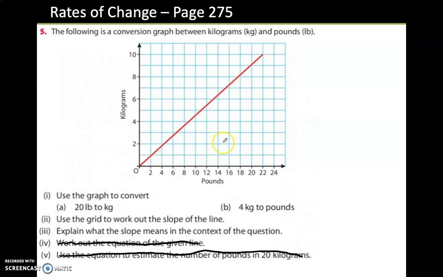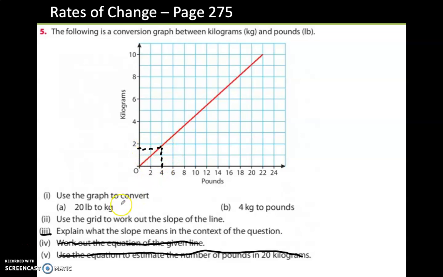Again, this last question and the last bit here, part 3, is going to be a little bit tricky to comprehend. But what we've got is a kilogram to pounds converter. For example, if I want to convert pounds to kilos, and I want to find out what 4 pounds is in kilos, I bring it up to 4 and I bring it across, and it's going to be around there. Each box on the y-axis counts for 1, so it looks about 1.7. So 4 pounds is equal to about 1.7 kilos.